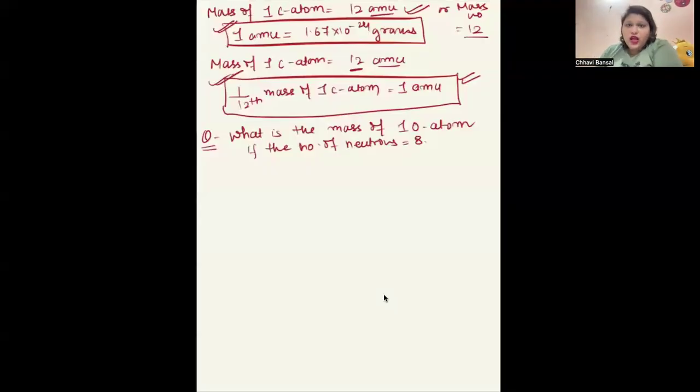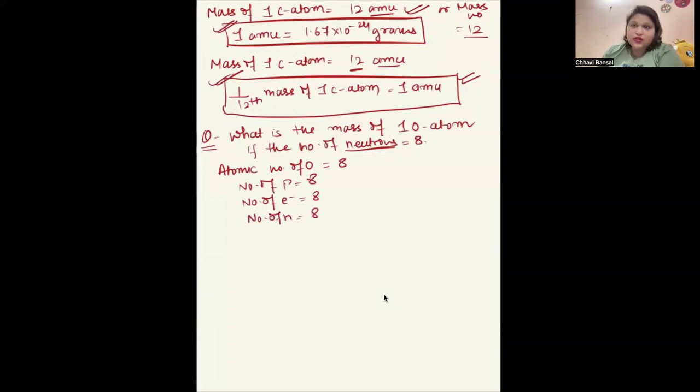Okay. So see, the atomic number of oxygen atom is 8, right? So can I write number of protons is also equal to 8? Number of electrons is also equal to 8. And the given thing is number of neutrons is also equal to 8, right?